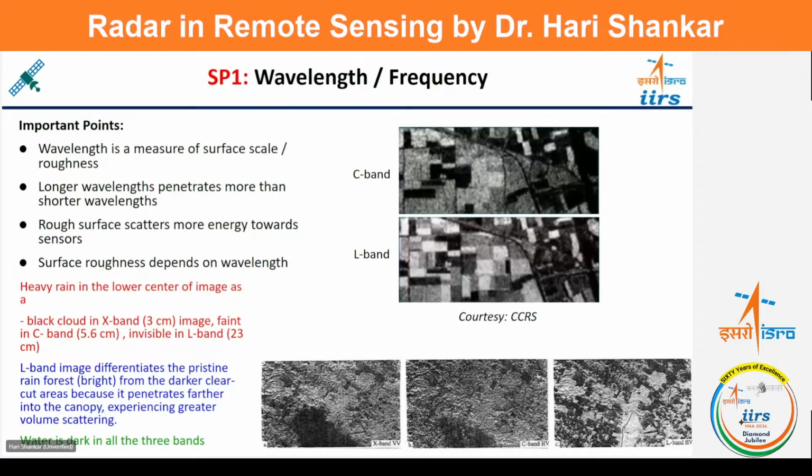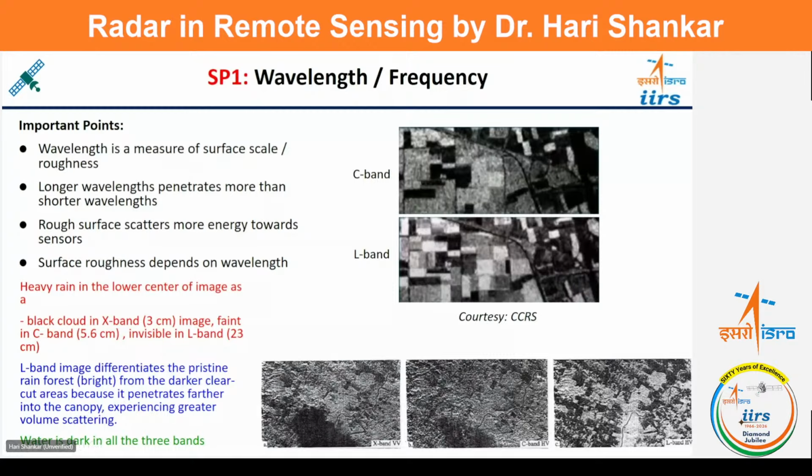So you can say this is a C band image, and this is the L band image. Both the images are of the same area, but you can check the quality of these images. Here the pixels are very dark, but here the darkness is not that much. And here this is dark and this is not that dark. This is because of the wavelength.